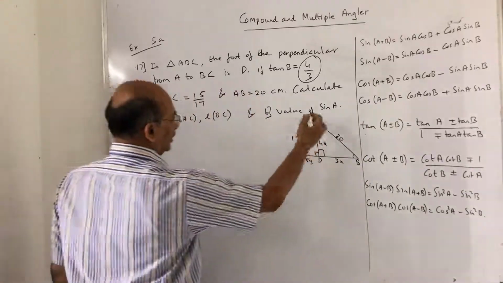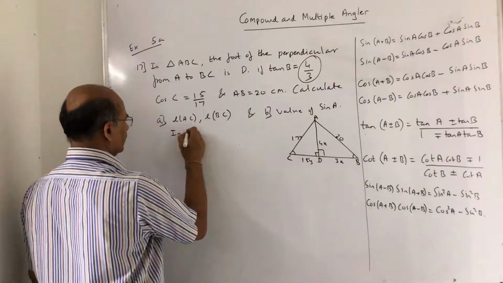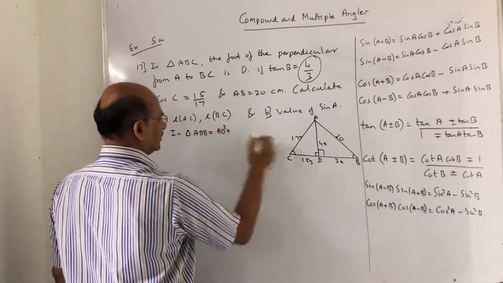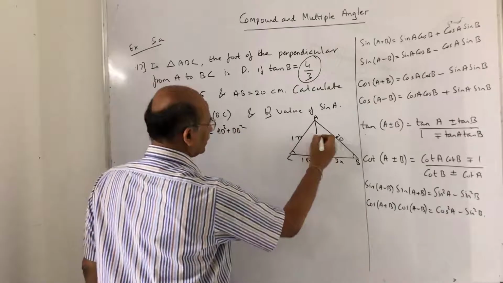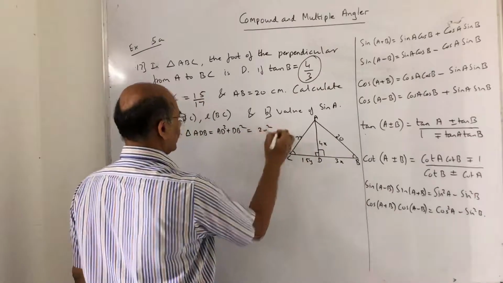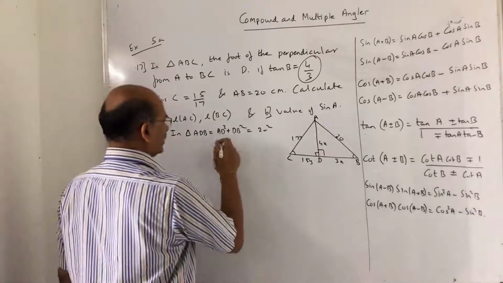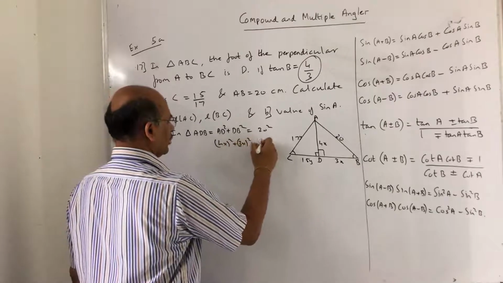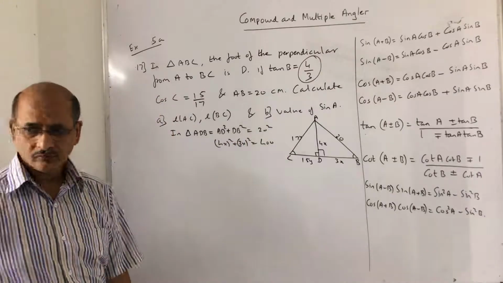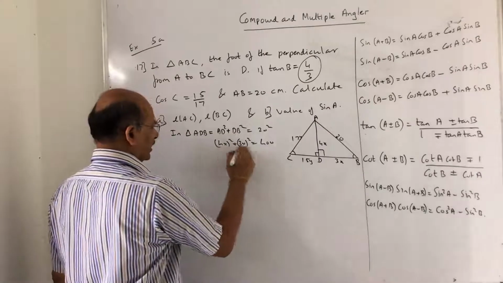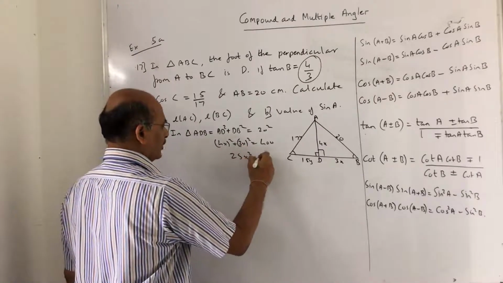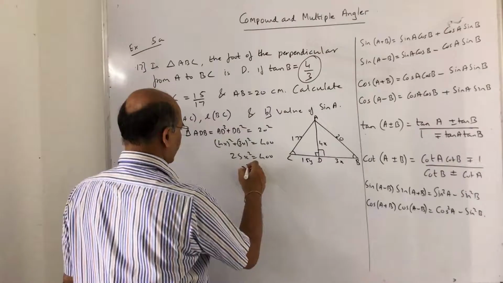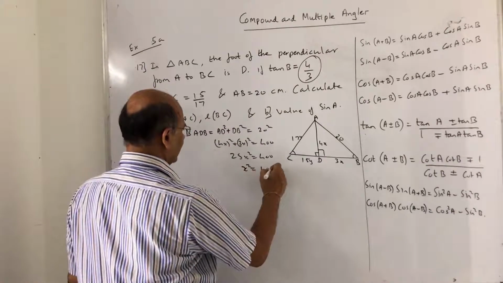So we can say, in triangle ADB, AD square plus DB square, I am considering this triangle, is equal to 20 square. Do you agree with this? So AD square is nothing but 4x square plus 3x square is equal to 400. Now the point is 16x square plus 9x square, so 25x square is 400. Be careful about it.